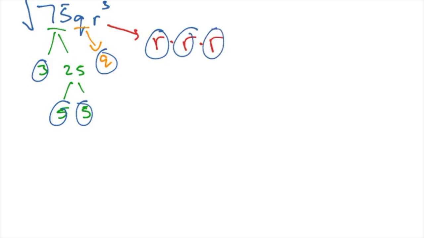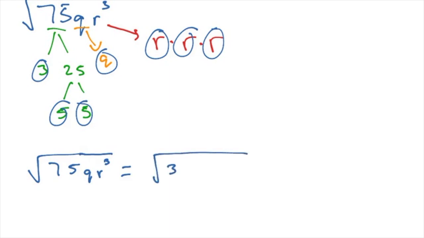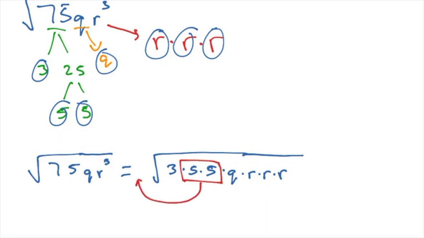So now that I know the prime factors of the square root of 75 q r cubed, it's going to be written this way. The square root of 75 q r cubed can be rewritten as the square root of 3 times 5 times 5 times q times r times r times r, 3 r's. Same rules apply about how to simplify this. What you'll be looking for is pairs. I don't see a pair of 3s, but I see one pair of 5s. This one 5 is going to come out.